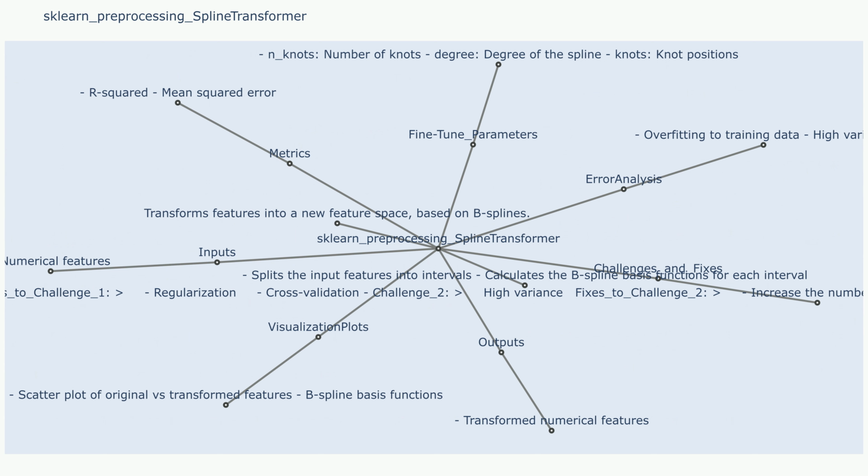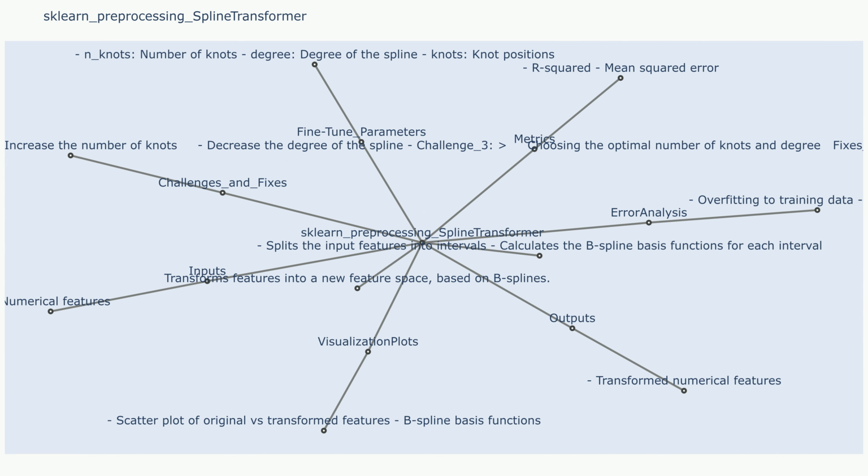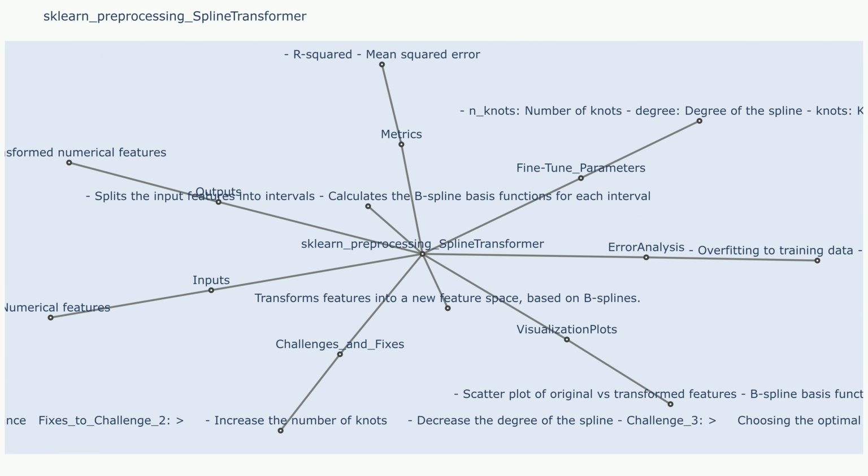Uncertainty methods. Uncertainty method 1: bootstrap resampling. Generate multiple datasets by sampling with replacement from the original dataset. Apply the spline transformation to each bootstrapped dataset and measure the variation in the transformed features to estimate uncertainty. Uncertainty method 2: Bayesian methods. Use Bayesian techniques to incorporate prior beliefs about the parameters of the spline function. The posterior distribution of the parameters provides an indication of uncertainty.